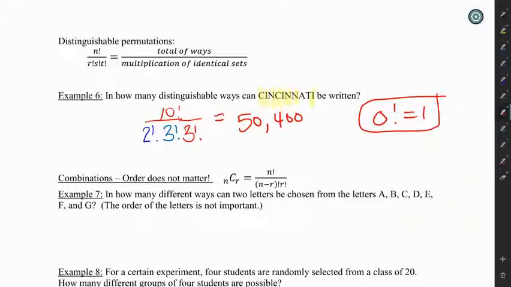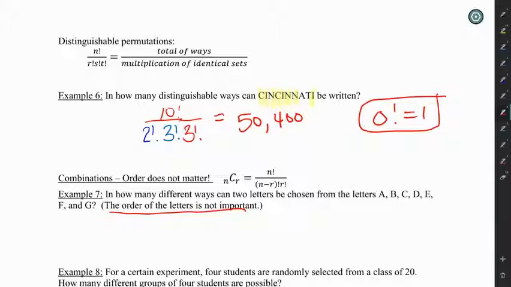Combinations are for when order doesn't matter. So for example, in how many different ways can 2 letters be chosen from the letters A, B, C, D, E, F, and G? The order of the letters is not important. So in this one, it specifically says the order is not important.